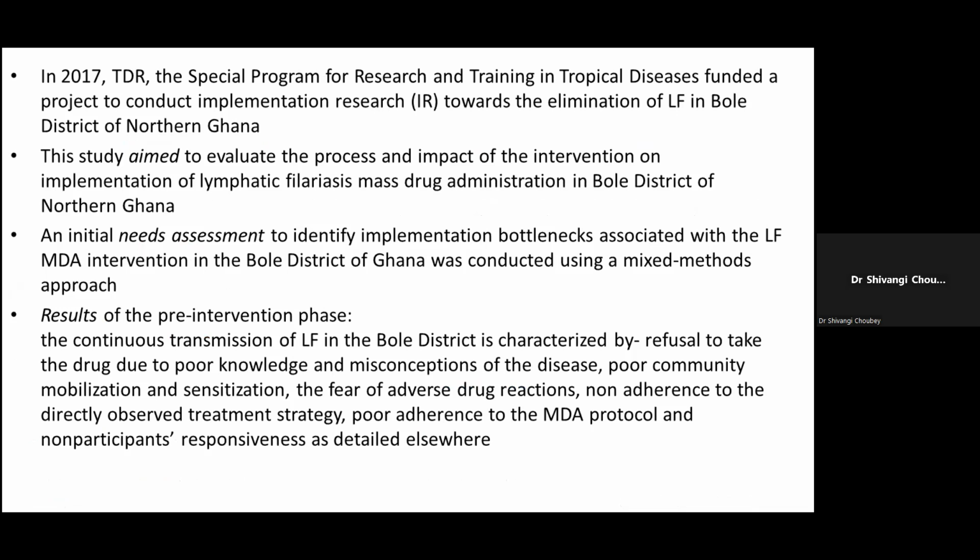So in 2017, the TDR, the Special Program for Research and Training in Tropical Diseases, funded a project to conduct implementation research toward the elimination of lymphatic filariasis in northern Ghana. The aim of this study is to evaluate the process and impact of the intervention on implementation of lymphatic filariasis mass drug administration in Bole district of northern Ghana.